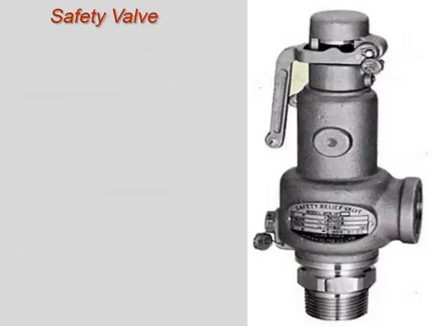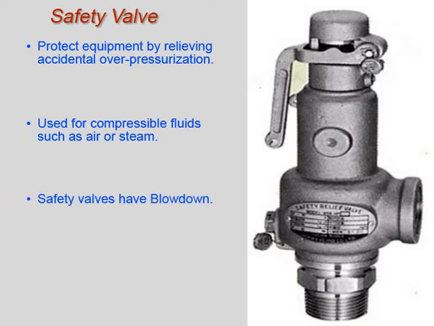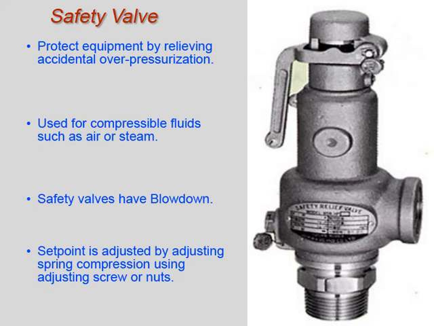Just like a relief valve, a safety valve protects equipment by relieving accidental overpressurization. Safety valves are used for compressible fluids such as air or steam. Safety valves have blowdown. The set point is adjusted by adjusting spring compression using an adjusting screw or nuts.